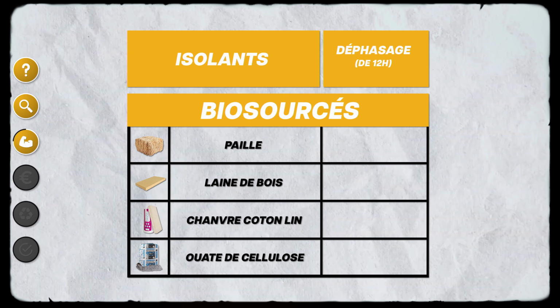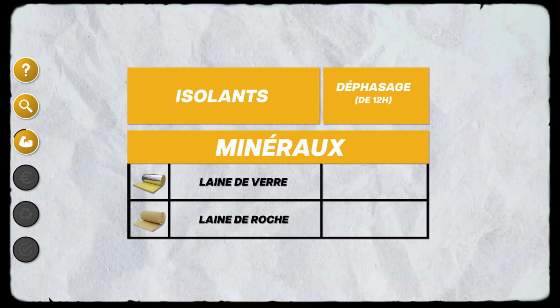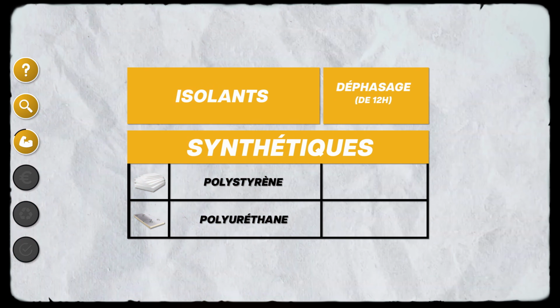To get a time lag of 12 hours, you'll need 30 centimeters of straw and wood fiber insulation. Hemp, cotton, and flax and cellulose are a bit less efficient since you'll need 45 cm and 35 cm to reach 12 hours. Mineral insulation materials are even less efficient, with 60 cm needed for glass wool and 40 cm for rock wool. And it's the same for synthetic insulation materials. You'll need 60 cm of polystyrene and 40 cm of polyurethane to achieve a 12-hour time lag.